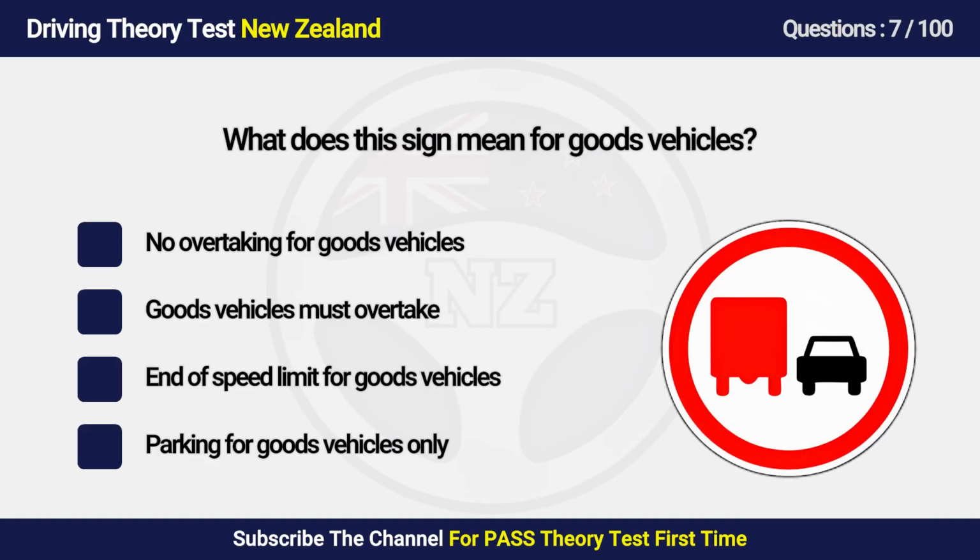Question 7. What does this sign mean for goods vehicles? A. No overtaking for goods vehicles. B. Goods vehicles must overtake. C. End of speed limit for goods vehicles. D. Parking for goods vehicles only.